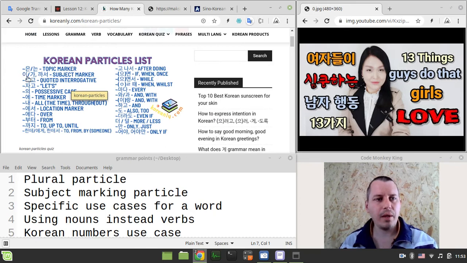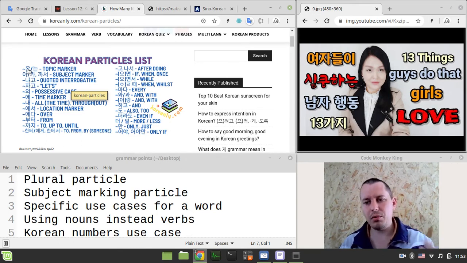So we have 는 as topic markers, 이/가 as subject markers. There are really lots of really good videos by Korean native speakers explaining the difference between these two. And just to give you a brief idea of how I currently understand this: when we're talking about something in general, we can use 는, and when we're talking about something in particular, within the context, we can use 이/가.